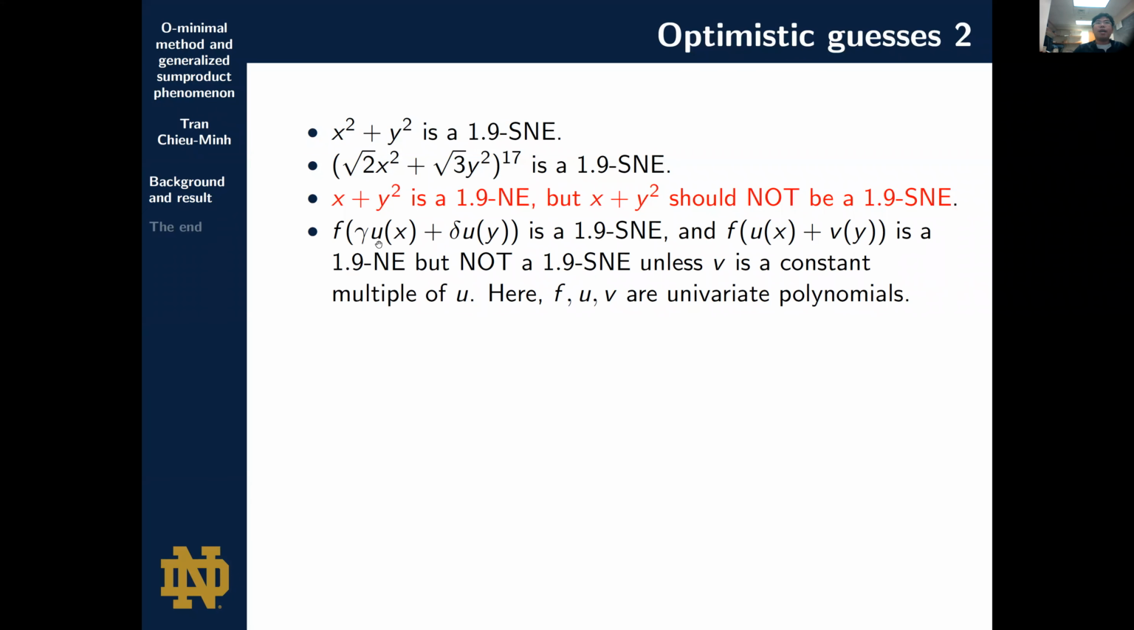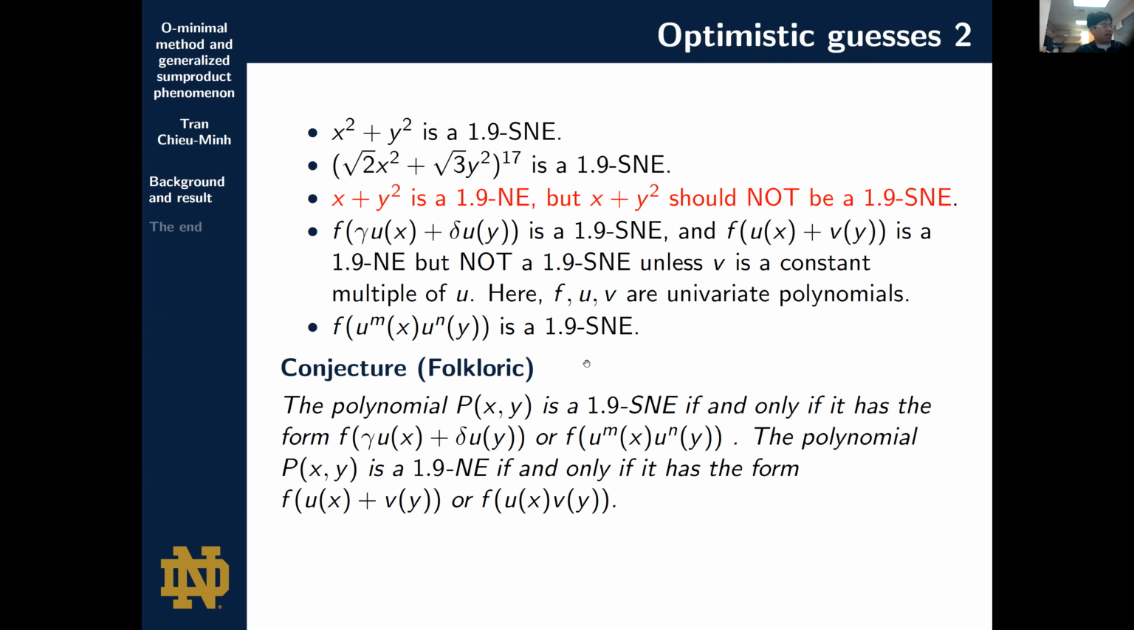So in general, you would expect that if you are taking gamma of ux plus delta uy, where the u is the same, so let's say u can be x squared over here, and then you apply a function to this, this could be a 1.9 symmetric non-expander. And if you are taking f of ux, vy, this could be a 1.9 non-symmetric expander, but not a 1.9 symmetric expander unless v is a constant multiple of u. Over here, f, u, and v are univariate polynomials. On the multiplicative side, you can see that f of u to the mx, u to the ny could be a 1.9 symmetric non-expander.